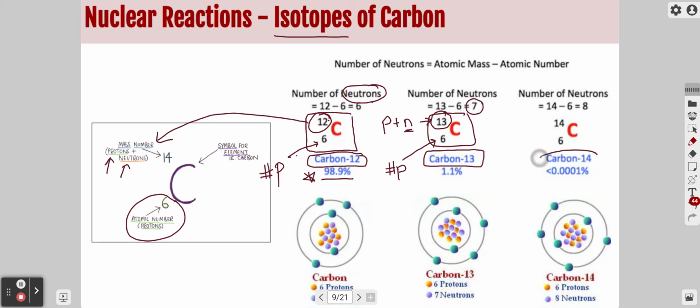Then you have carbon-14, which is the most rare, found less frequently. And you can see again, the atomic number is still 6, so that doesn't change. 6 protons. But if you want to figure out how many neutrons, subtract your atomic number from your mass number, and you'll see there's 8. So there are an additional 2 neutrons compared to carbon-12.